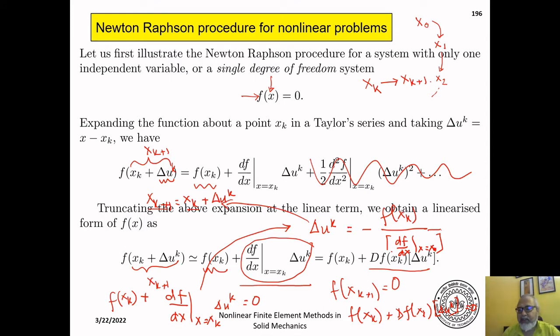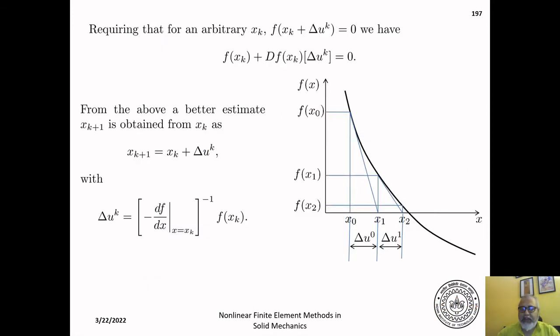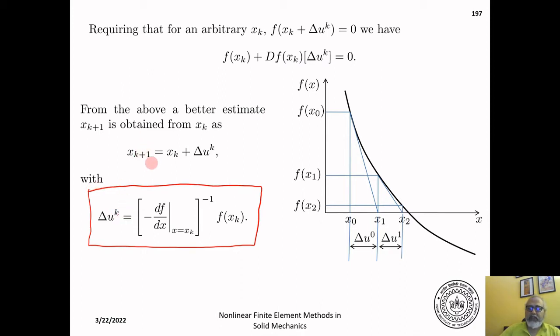So this is the Newton-Raphson procedure for a 1D system, and this is the equation that you use to generate the increment in the guess value. So if you know the kth guess value, then the increment in the kth guess value is generated through this equation. The way this works, you might already be aware of it.